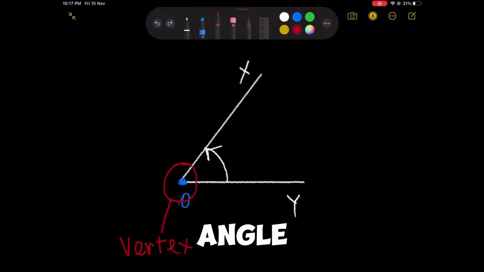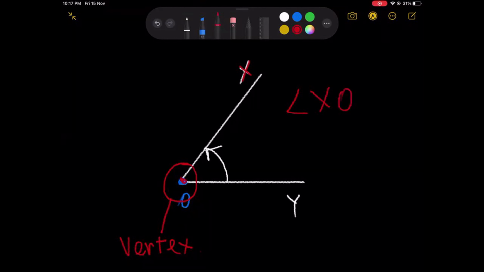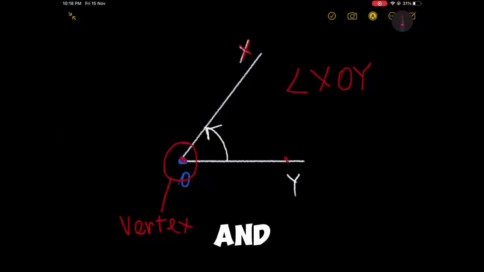How do we show this angle? So the sign we use in maths is this sign, and we're trying to show the angle between X, point O, and point Y. And all angles are measured in the degree sign, which we write using a dot on the top.